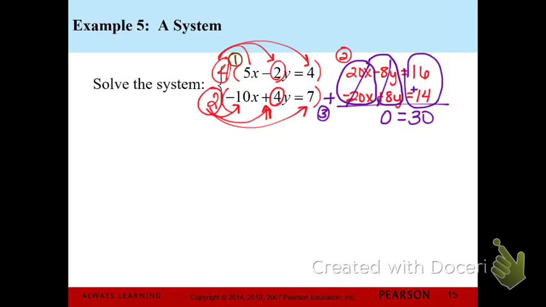So now we're down to that true or false. Is 0 equal to 30? No, so it's false. So what did we say our solution was if it was false? No solution. What kind of lines are they? Good.